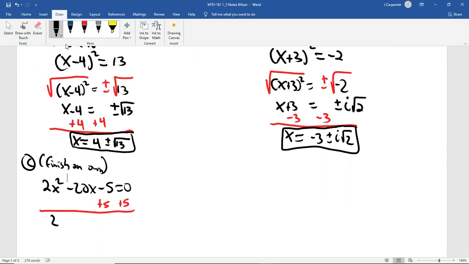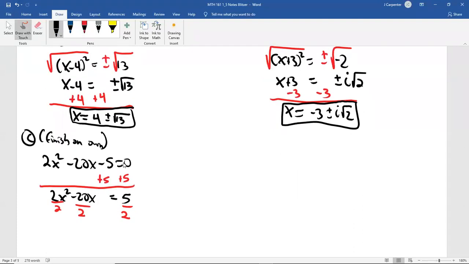So 2x squared minus 20x is equal to 5. At this point, because the leading coefficient isn't a 1, which isn't allowed, you divide everything by 2. Once again, I could have done that first step; the order of those two steps is arbitrary. A little more work, not the end of the world so far. But this is going to give us x squared minus 10x is equal to 5/2.